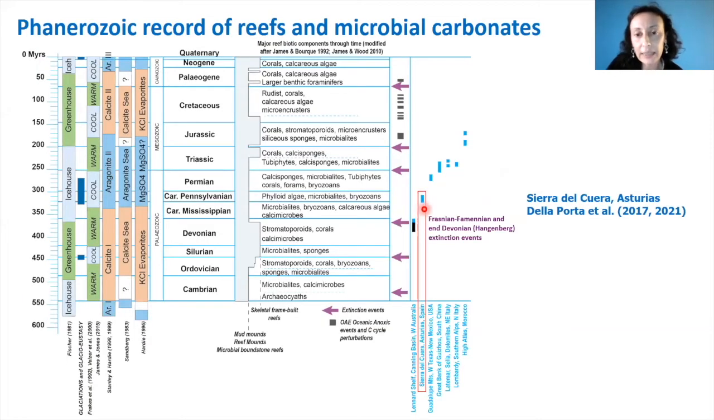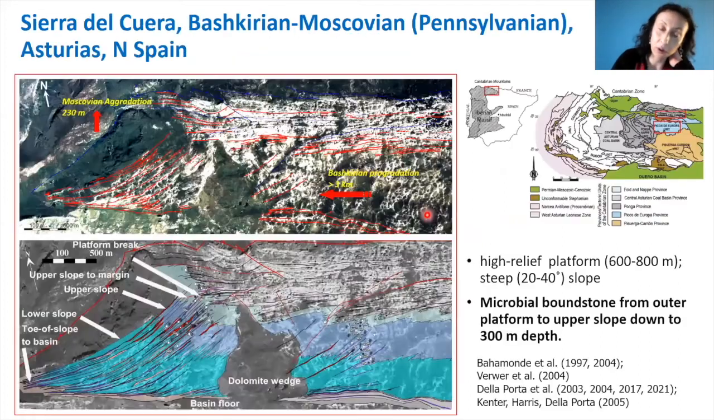The second case study is a Pennsylvanian carbonate platform in northern Spain. That was the main focus of my PhD. And this carbonate platform is quite famous for the type of outcrop because tectonic tilting in the Cantabrian Mountains, Hercynian orogeny, tilted the platform and all the stratal pattern vertically.